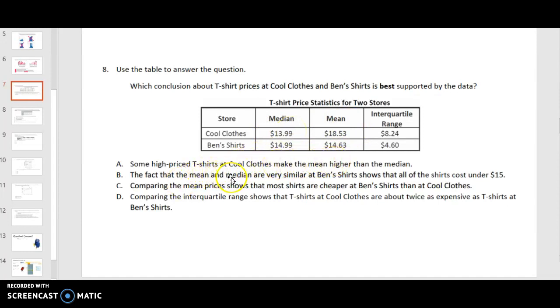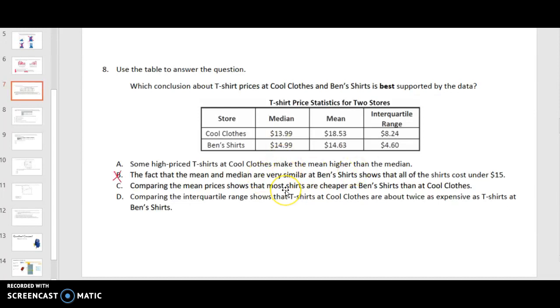The fact that the mean and the median are very similar at Ben's shirts shows that all of the shirts' costs are under $15. Well, let's look at this. If the median is $14.99, that means that there are most likely shirts over $15, because we're talking about the median. This isn't the highest it goes. So we definitely know that it's not B.